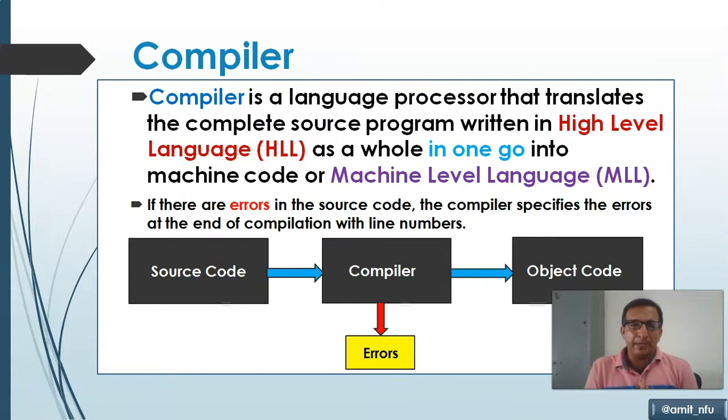Right. Now we talk about the compiler. A compiler is a language processor that translates the complete source program written in high level language, that is English of course, as a whole in one go. It reads the source code and compiles it, meaning it converts the whole program at a time into machine code, that is binary language, and if there are errors, it reports them, and after we remove the errors, it gets executed. The compiler actually tells the line numbers of the program at which there are errors.